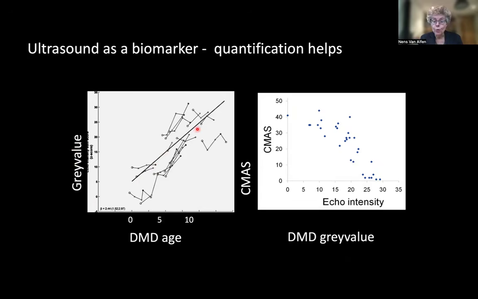But if you do that, you can see that the gray values that you get are very steeply correlated, for example, with Duchenne patients while they age. And age here is a proxy for disease progression, right, in these boys. And they are also very steeply negatively correlated with their childhood myositis assessment scale, which is a functional scale. So in classic neuromuscular disease, quantifying echogenicity makes your assessment more sensitive, but also more predictive, if you will.